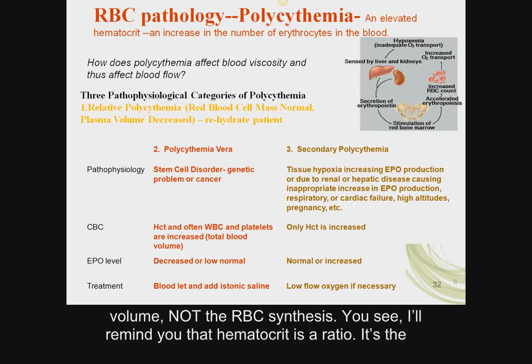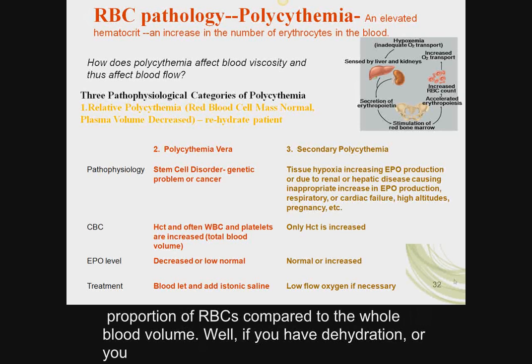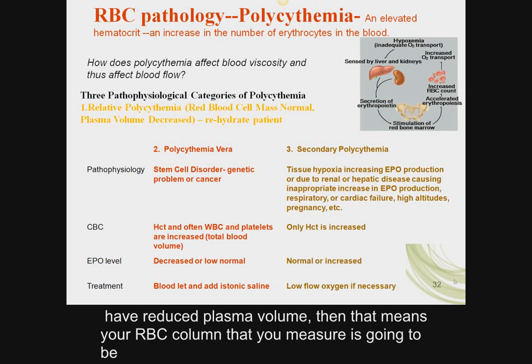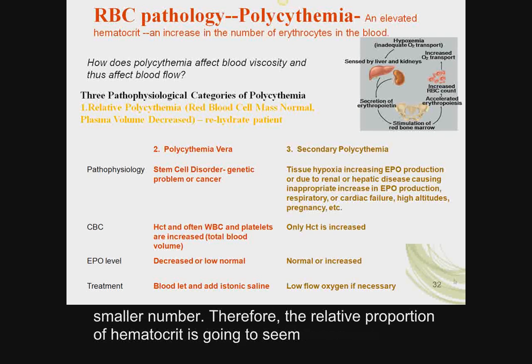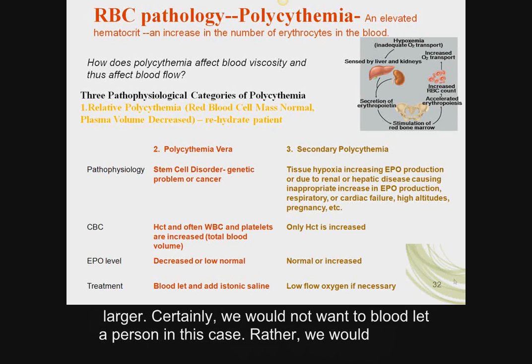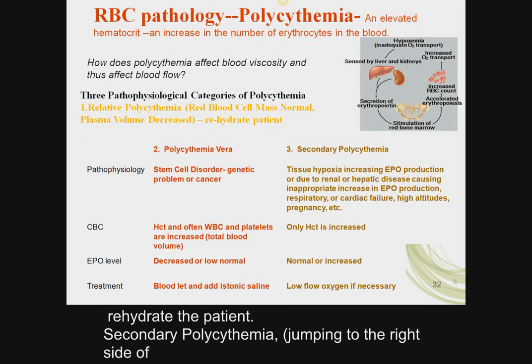You see, I'll remind you that hematocrit is a ratio. It's the proportion of red blood cells compared to the whole blood volume. Well, if you have dehydration or you have reduced plasma volume, then that means your red blood cell column that you measure is going to be divided by a smaller number. Your whole blood measurement that you take is going to be this smaller height in column. Therefore, the relative proportion of hematocrit is going to seem larger. Certainly, we would not want to bloodlet this person in this case. Rather, the proper treatment is rehydration.